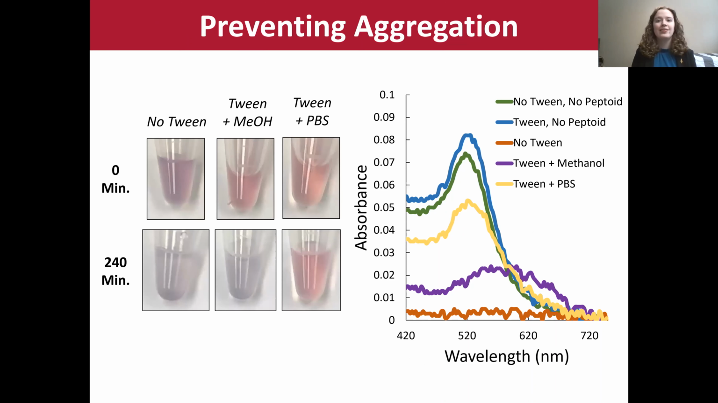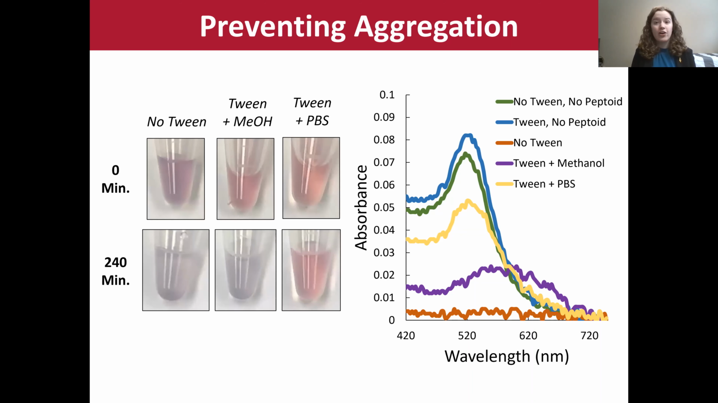This Tween layer replaces the electrostatically stabilizing citrate layer, which kept the gold nanoparticles apart because like charges repel each other. By making this exchange, the peptoids can then replace the Tween molecules instead of the citrates, allowing us to functionalize and isolate our nanoparticles without any of that aggregation, which can lead to problems in its functionality.